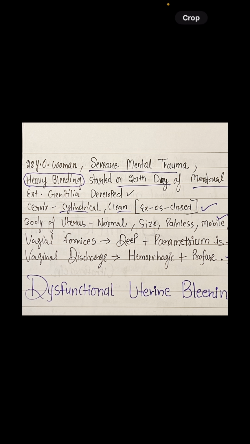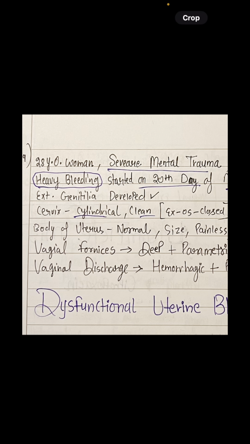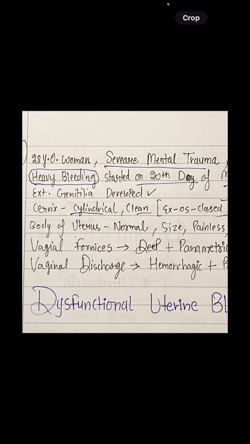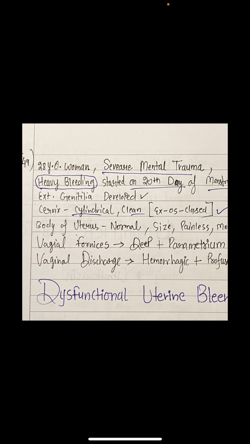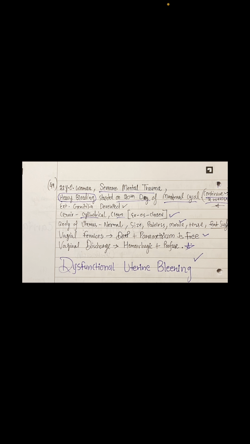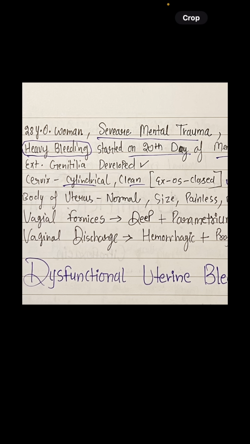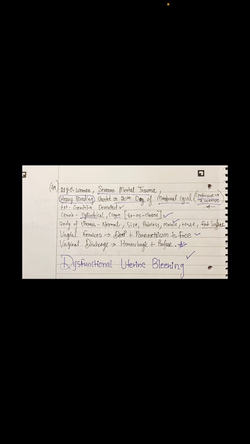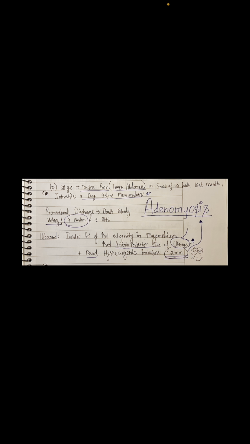I guess in the question there is no pathology, because the external genitalia is very well developed, which is okay. Cylindric cervix is okay. The body of the uterus is okay. Vaginal fornices are okay. The only problem here is vaginal discharge, which is hemorrhagic and profuse. So it's dysfunctional uterine bleeding. This is only one case like this. So it's just the abnormal uterine bleeding without any other pathologies. So mark the option dysfunctional. So let's go to the next patient.